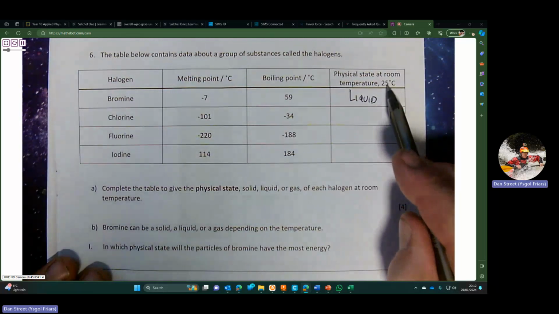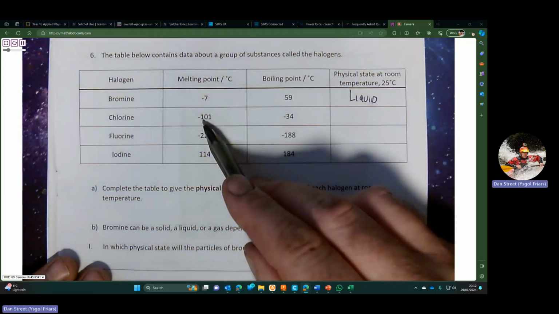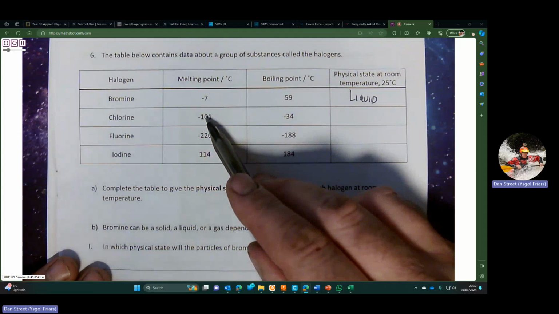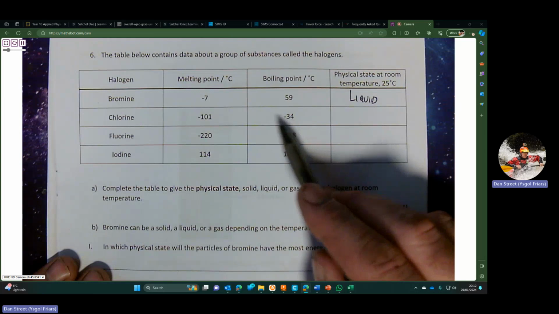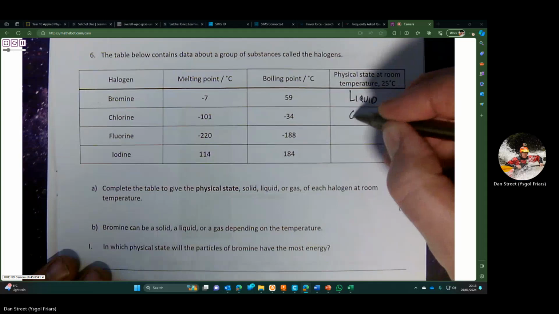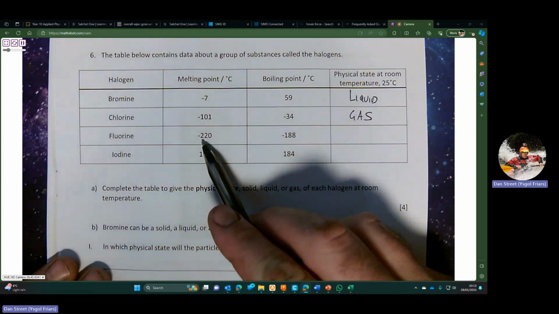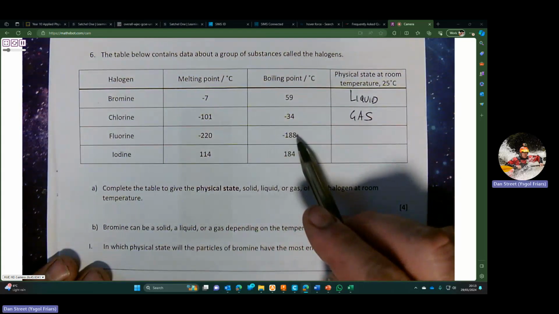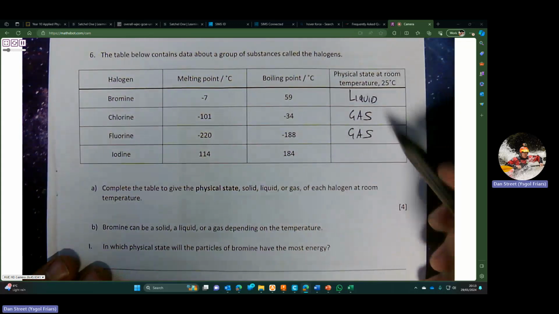We do the same thing here with the chlorine, so we're thinking of 25 degrees Celsius. Chlorine melts at minus 101 and it boils at minus 34. And that means at minus 34 it's changed from a liquid to a gas. All the way up to 25, it's still a gas. Fluorine melts at minus 220, boils at minus 188. So it's definitely still a gas at 25 degrees Celsius, which is much hotter.